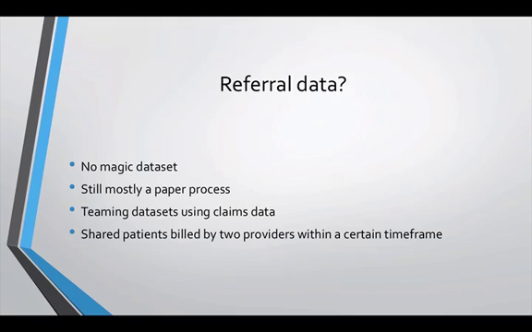Claims data doesn't necessarily always have detailed information about the referrer, though. So teaming data sets are used. What's meant by that is that when a patient sees two providers within a short period of time, there's some assumption of a referral that has occurred there. So if a patient sees a family medicine doctor and then a radiologist within maybe a 20-day span, the assumption is that that patient was referred from the family doctor to the radiologist.